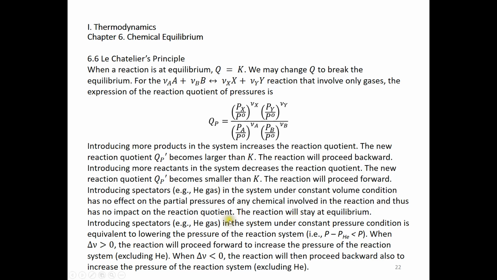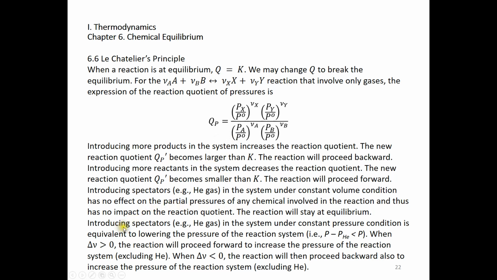What if we introduce some spectators? Well, it depends. If we introduce helium gas in the system under a constant volume condition, actually that has no effect on the partial pressures of any chemical involved in this reaction. Therefore, it has no impact on the reaction quotient. Again, if it's constant volume condition, you introduce helium gas as a spectator gas, it's not going to affect the value of QP. Therefore, you're not going to break the equilibrium of this reaction system. There's not going to be any change.